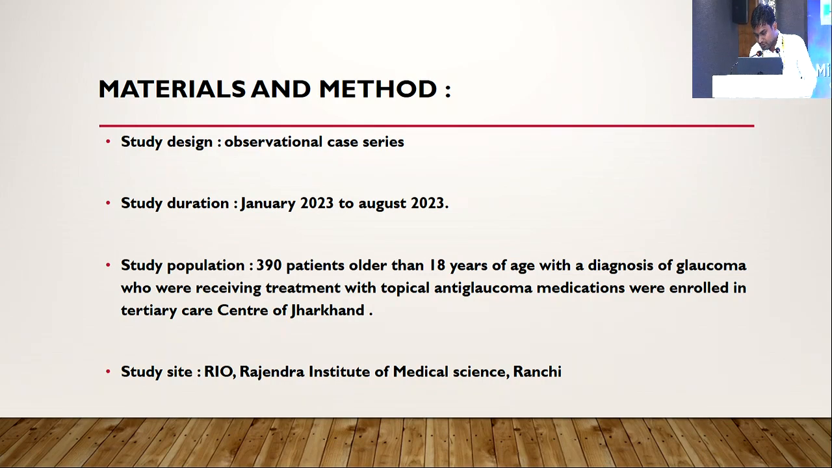Study population: 390 patients older than 18 years of age with the diagnosis of glaucoma who were receiving anti-glaucoma medication were enrolled in a tertiary care center of Jharkhand. Study site: RIMS, Ranchi.